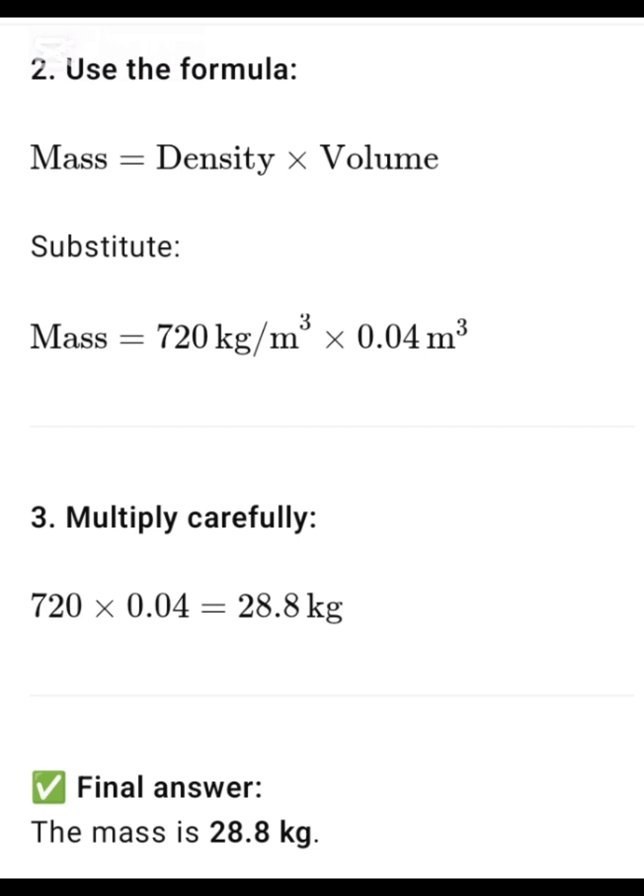Now, water at 4 degrees Celsius happens to have a density of about 1 gram per centimeter cube or 1000 kilogram per meter cube. In that case, to convert from gram per centimeter cube to kilogram per meter cube, we will simply multiply by 1000.